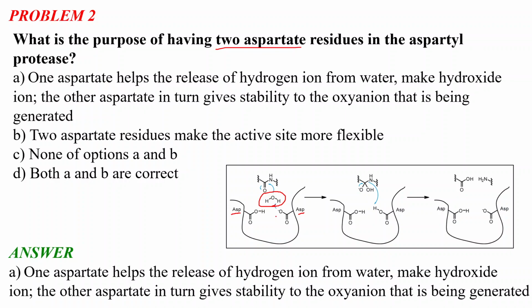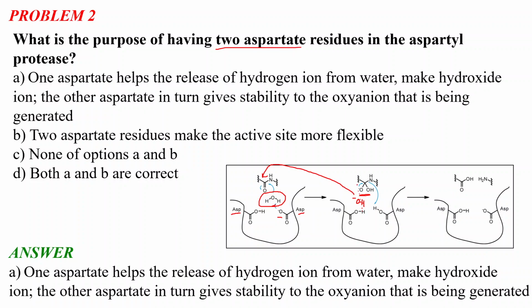So basically one aspartate, the aspartate ion, will take the hydrogen ion from this water and make it OH minus. Okay. Now we all know that OH minus is a very good nucleophile, and this nucleophile attacks this carbonyl carbon, which is a good electrophile, and this kind of tetrahedral intermediate is generated. Now what happens? This negative charge comes back here, and this bond is cleaved, and in between this oxyanion, this O minus, is stabilized by hydrogen bonding with this aspartate residue.